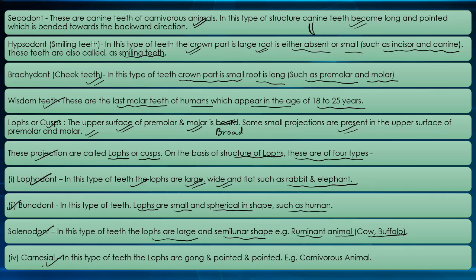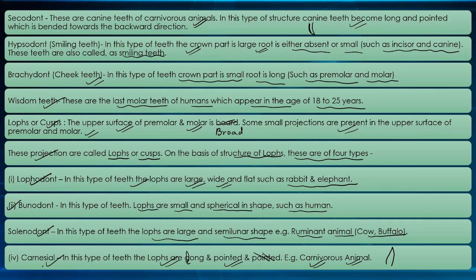Carnassial. In this type of teeth, the lobes are long and pointed. Example, carnivorous animals. So in the case of canines, you can see the lobes are very long and pointed like this.